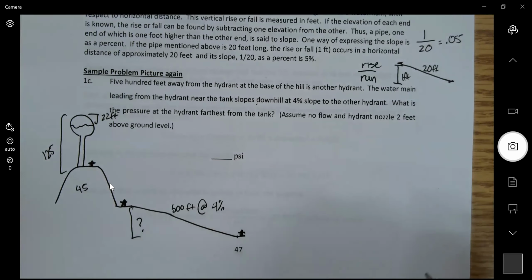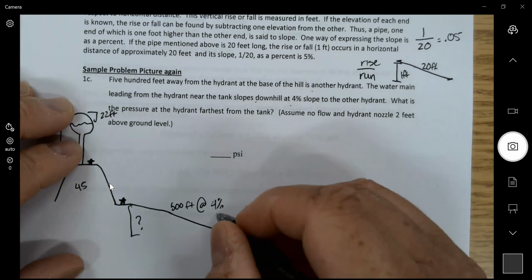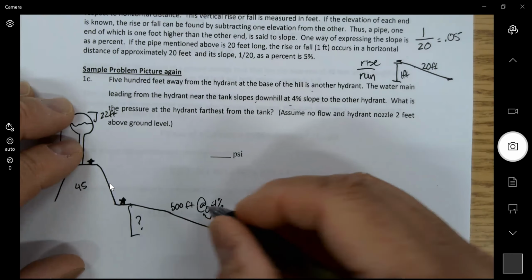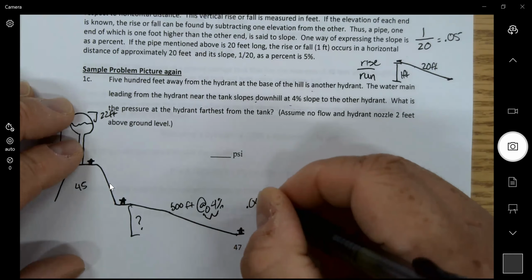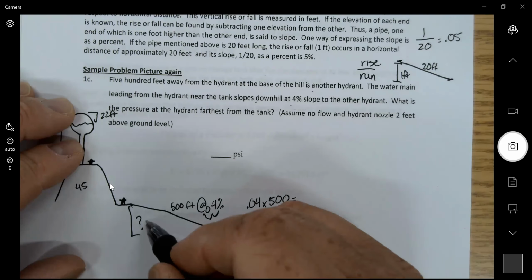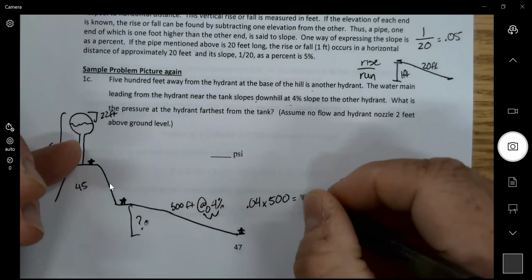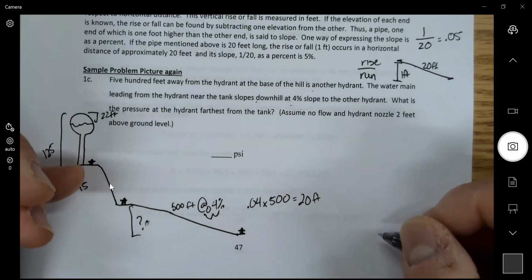Well, all you do to figure out that rise, if you know the percent slope, you first got to convert this to 4%. And then you go 0.04 times 500. This will give you this right here. So if you know the slope difference, it will give you that. And I come out with 20 feet.